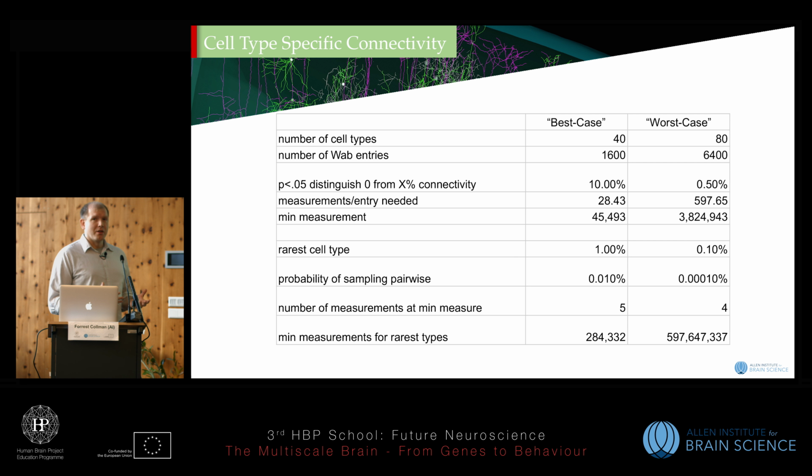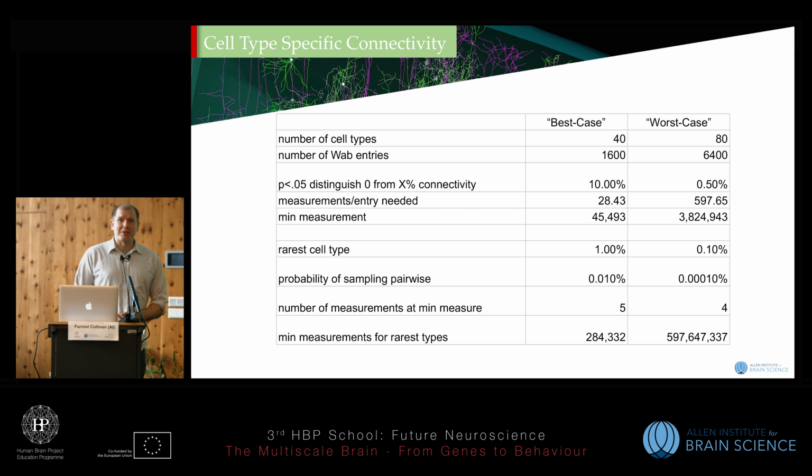On the other hand, if you thought there were many more cell types, maybe 80, maybe there's even more than that, if it were 80, it would be 6,400 entries. Maybe you want higher precision, 0.5% precision. That means you need about 600 measurements per entry. That adds up to 3.8 million measurements you'd have to do.